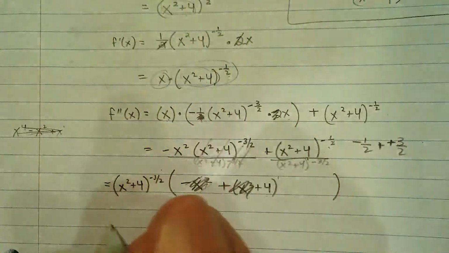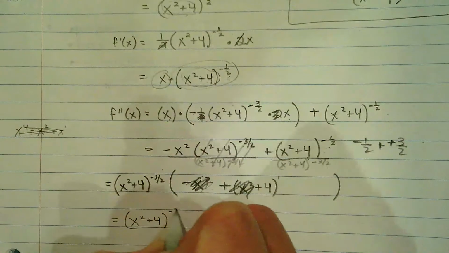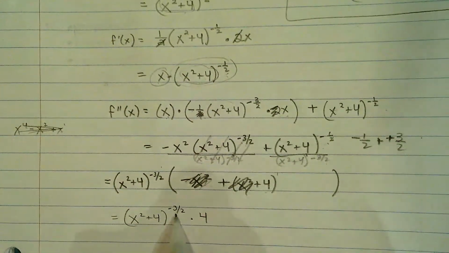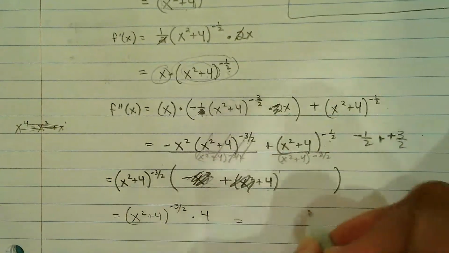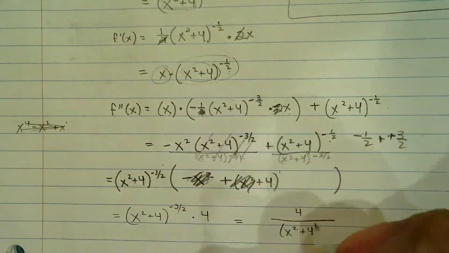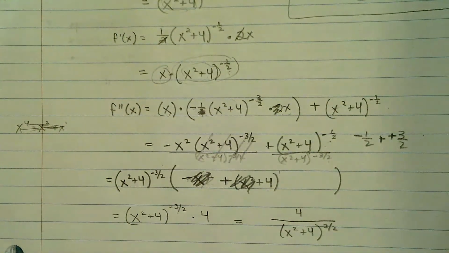So we end up with (x squared plus 4) to the negative 3/2 times 4. And with that being a negative exponent, it's going to move to the denominator. So the 4 is on top, and (x squared plus 4) to the positive 3/2 is on the denominator.